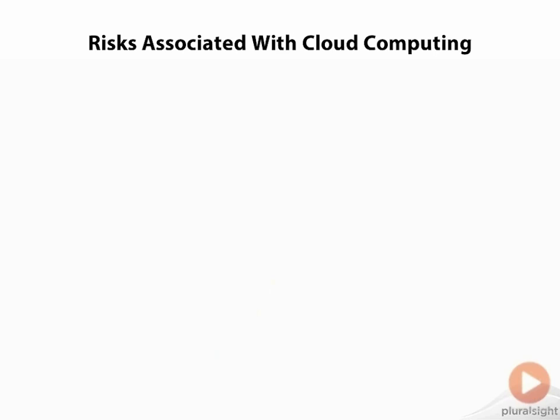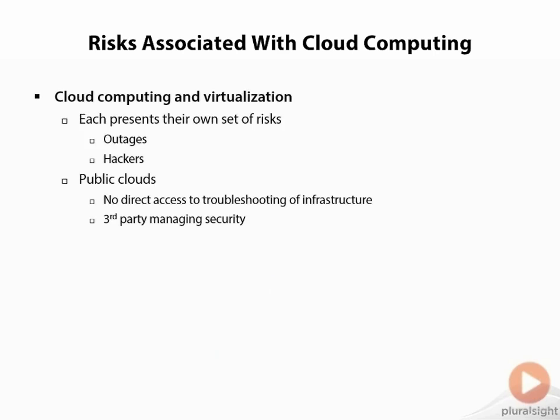Okay, now there are some other risks associated with different environments, such as cloud computing and virtualization. Each presents its own set of risks. With virtualization, as we know, it is basically taking a physical machine and either turning it into a virtual machine or creating a new virtual machine from scratch. So we can either P2V, or physical to virtual, or we can create one from scratch. Either way, that virtual machine is subject to risk, subject to such things as outages, hackers.